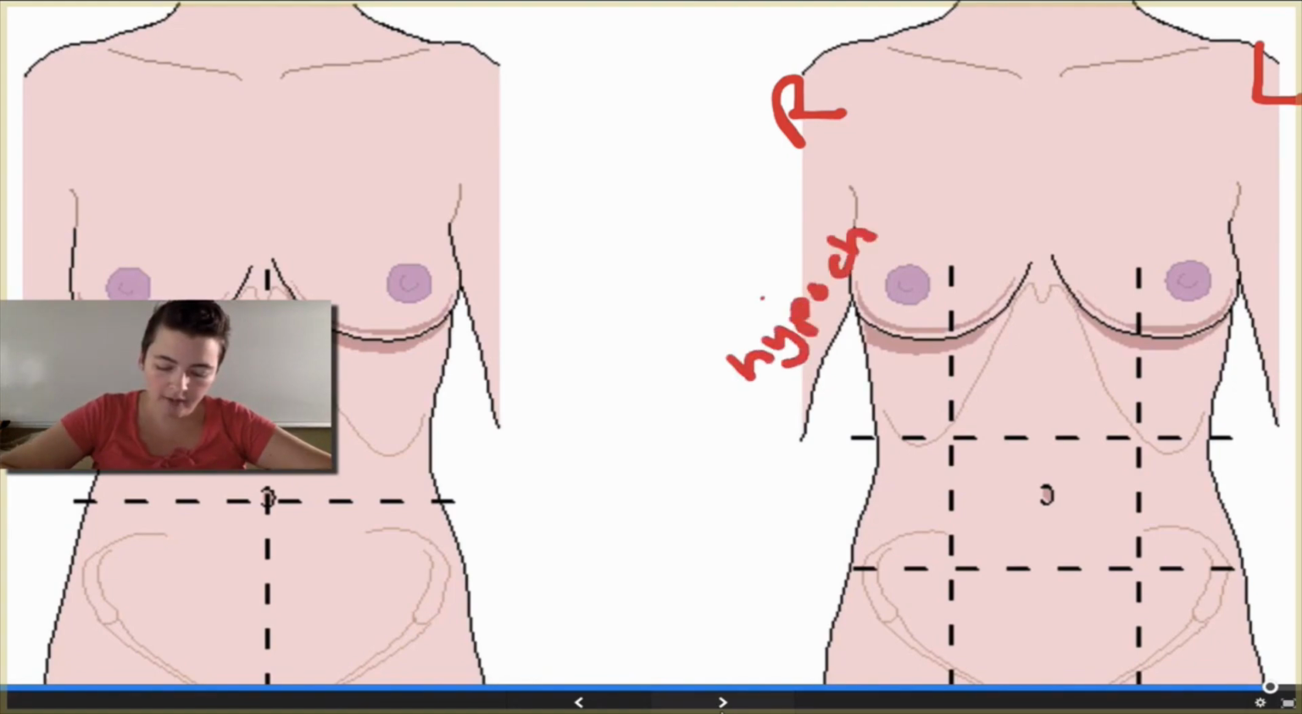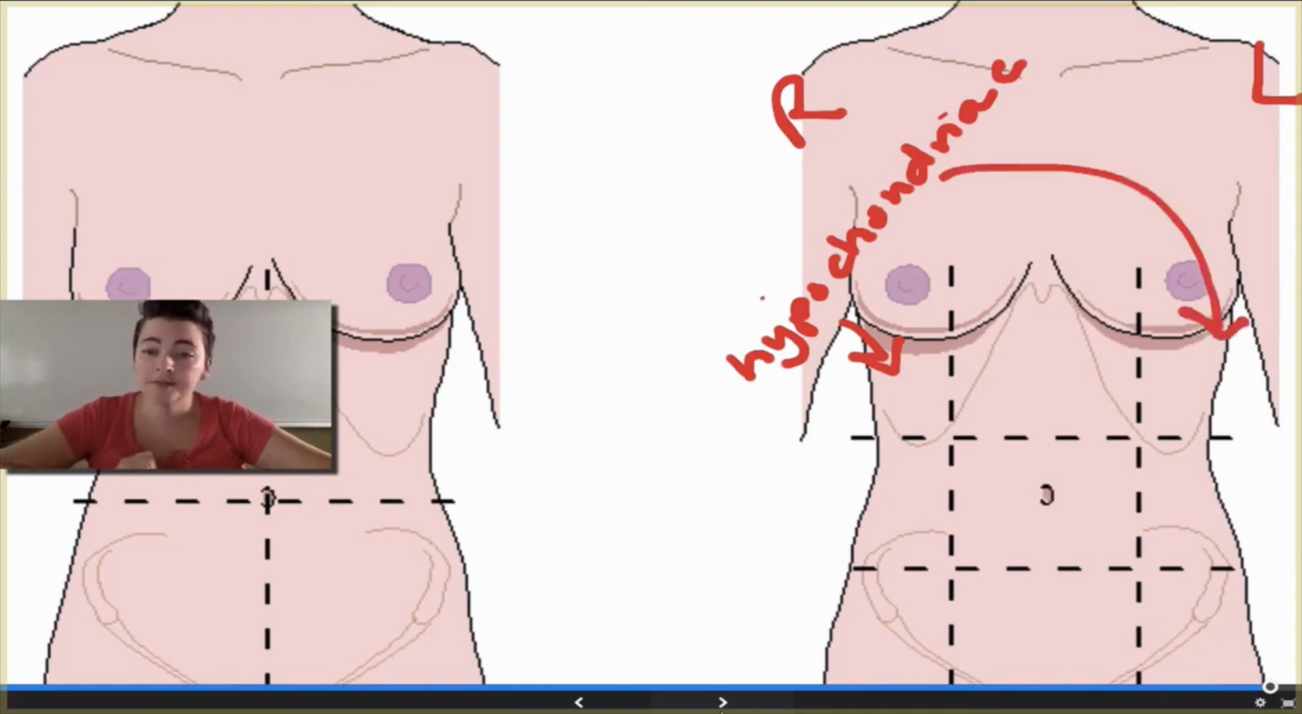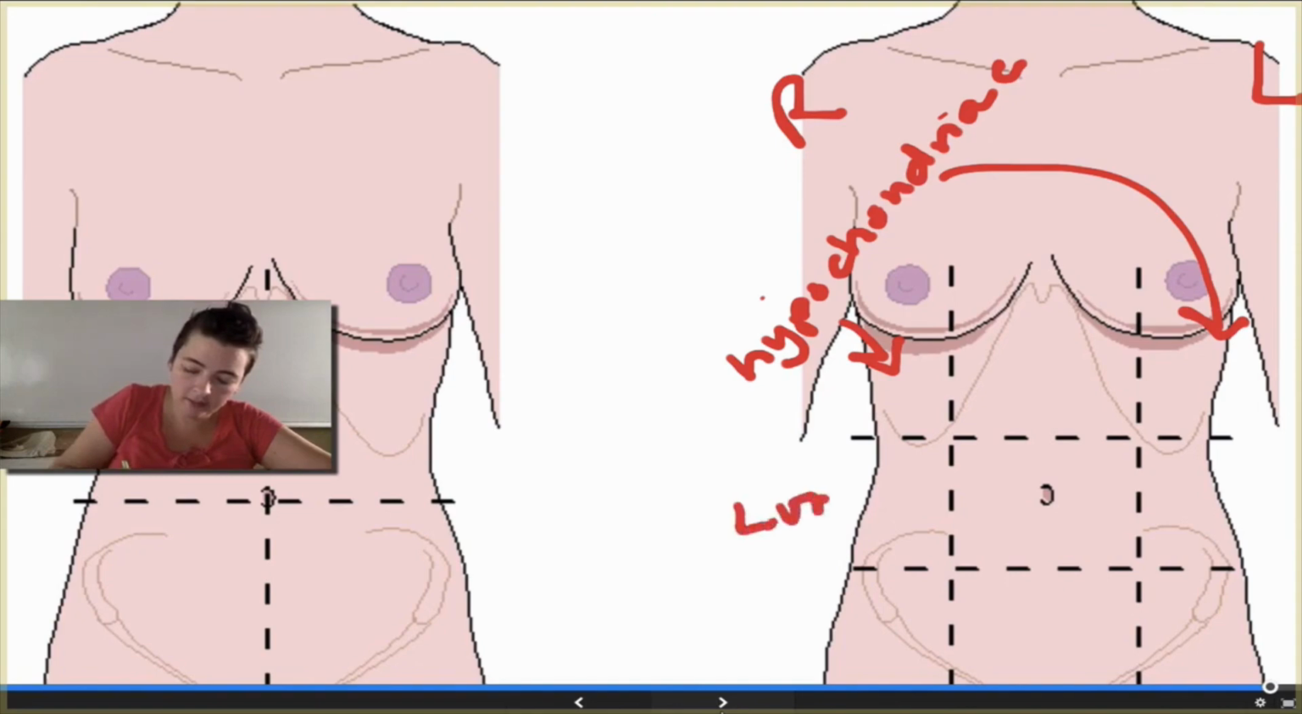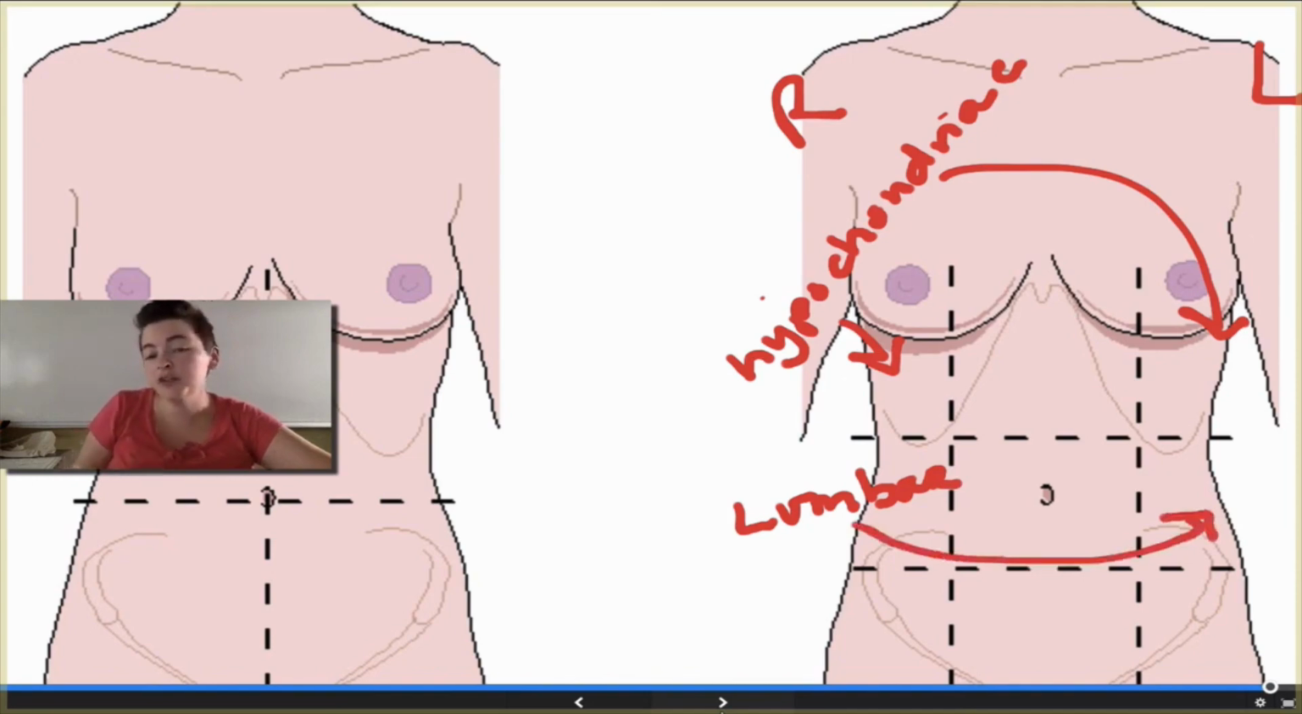hypochondriac here. Hypo means below, chondriac means rib, so it means below the rib. And hypochondriac is also over here. Then here is the lumbar. So that's going to be the right lumbar. This is going to be the left lumbar. This is about the region of your lumbar vertebrae.